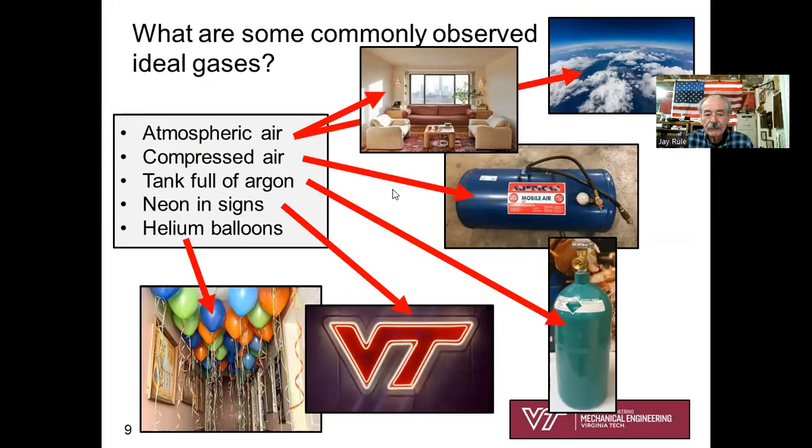What are some commonly observed ideal gases? Quick list. You can think of more than this, but here's just what came to my mind when I was preparing. Atmospheric air, air contained in your living room, the air throughout the earth, on top of the earth. Okay. Compressed air, the air inside this tank at a higher pressure.